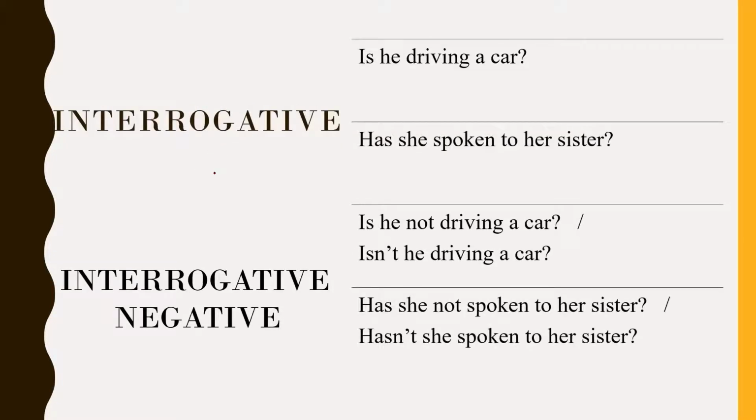Interrogative sentences are sentences which ask question. Example, is he driving a car? Has she spoken to her sister? Interrogative negative sentences ask question but in negative form. Example, is he not driving a car? Or we can say, isn't he driving a car? Has she not spoken to her sister? Or we can say, hasn't she spoken to her sister?